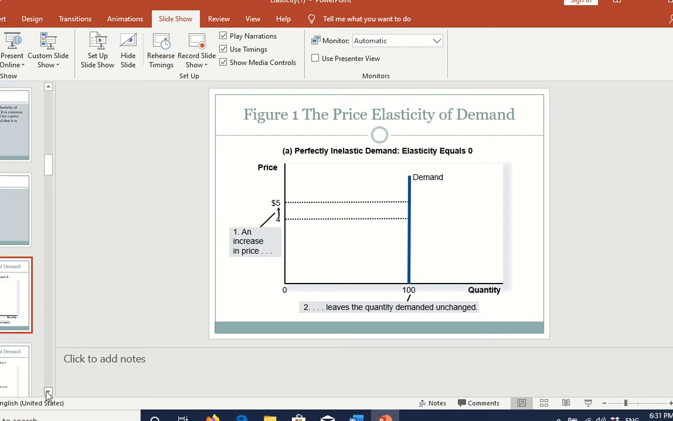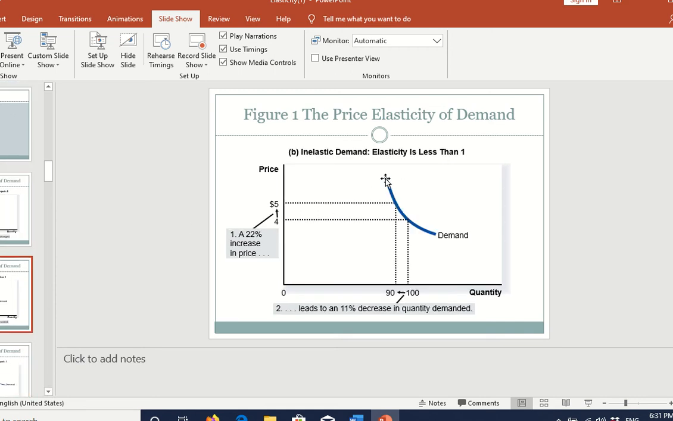And we have now a normal looking, downward sloping demand curve. So as the price increases from $4 to $5, here's a 22% increase in price, and the quantity demanded drops. You can see it is an 11% decrease in quantity demanded. So the price elasticity of demand is less than 1. The absolute value of the price elasticity of demand is less than 1, and by definition, that's an inelastic demand.